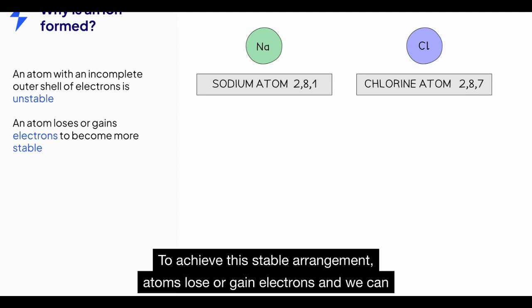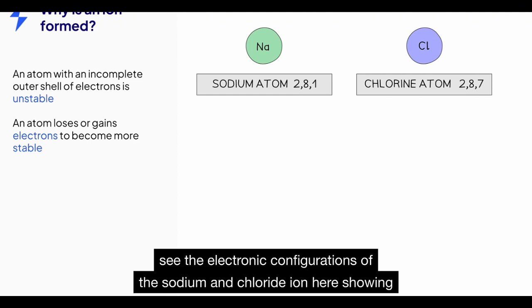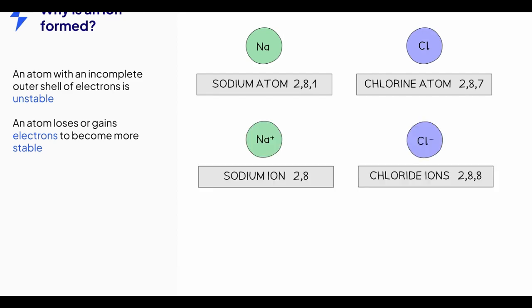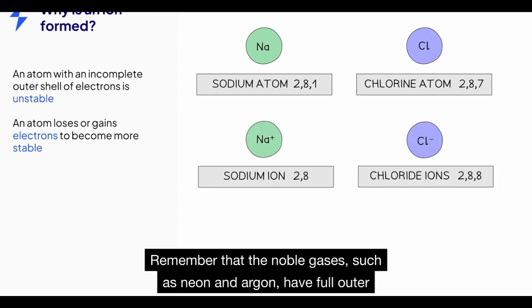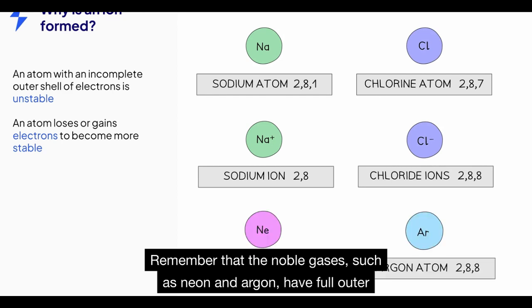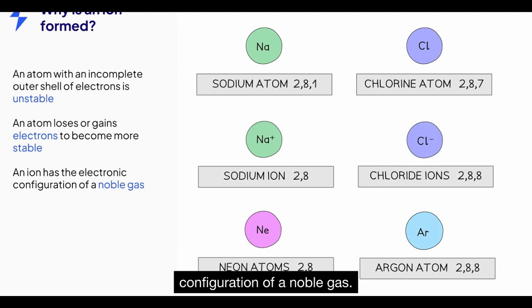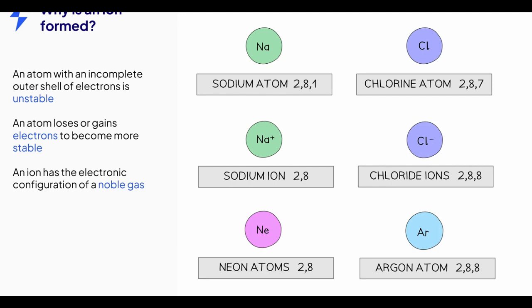To achieve this stable arrangement, atoms lose or gain electrons, and we can see the electronic configurations of the sodium and chloride ion here, showing that they have a full outer shell. Remember that the noble gases, such as neon and argon, have full outer shells of electrons, so we can see that ions have the electronic configuration of a noble gas.